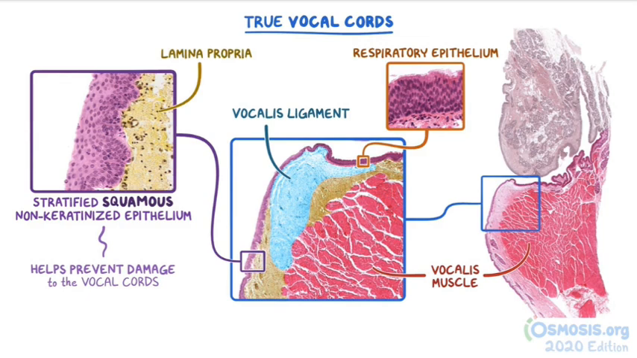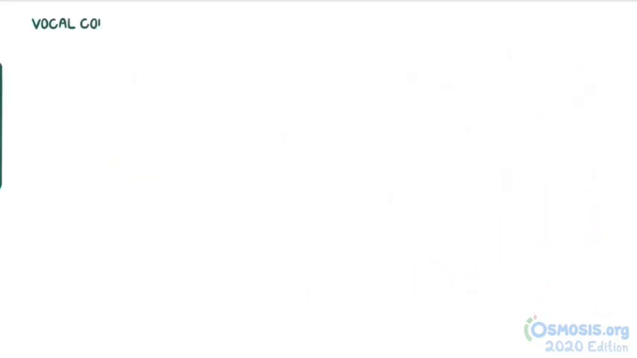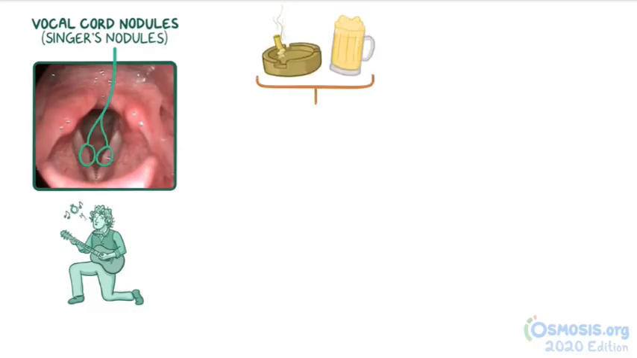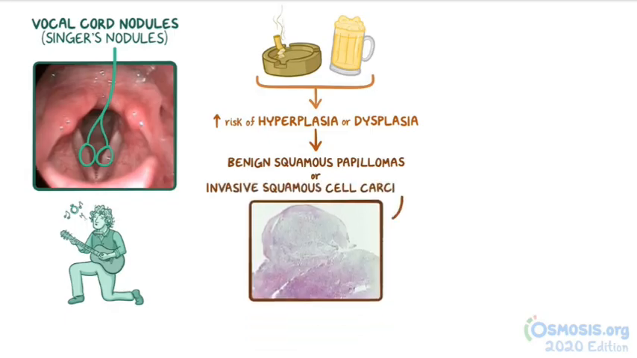Since the vocal cords are exposed to a lot of mechanical stress and harmful substances in the environment, there are quite a lot of conditions involving the epithelium of the vocal cords in particular. For example, vocal cord nodules, or singer's nodules, can form from frequent overuse or misuse of the voice. The nodules are benign reactive polyps that often form in the stratified squamous epithelium of the true vocal cords. Also, both cigarette smoke and alcohol consumption increase the risk of hyperplasia or dysplasia of the squamous epithelium within the larynx, leading to benign squamous papillomas, or invasive squamous cell carcinoma.